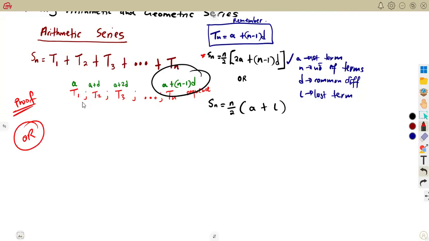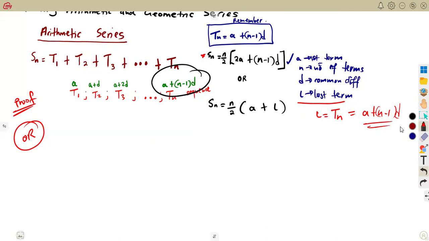So remember your sequence is given as T1, T2, and so on, written in terms of n up to the last term, which is Tn. But this time we are going to take our last term, which is L. We do know that L is the last term. It represents Tn, which is A plus n minus 1 times D. That's our Tn, the L.